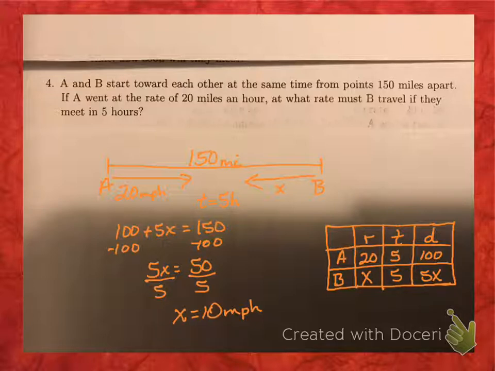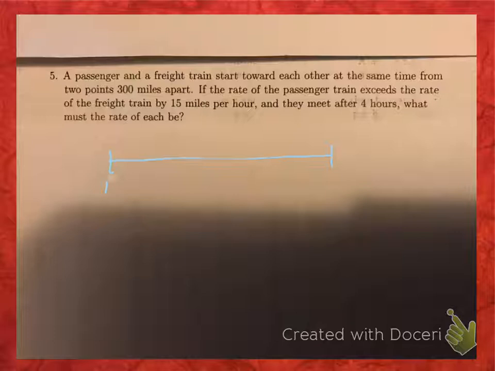Pretty painless. Okay, let's do our last one, and then we'll call it a night. You can finish up your homework or look over it in the morning, whichever it is that you're going to be doing. Okay, number 5. A and B. These guys are 300 miles apart. Train A is going X miles an hour. B is going X plus 15. And they are going for a total of 4 hours.